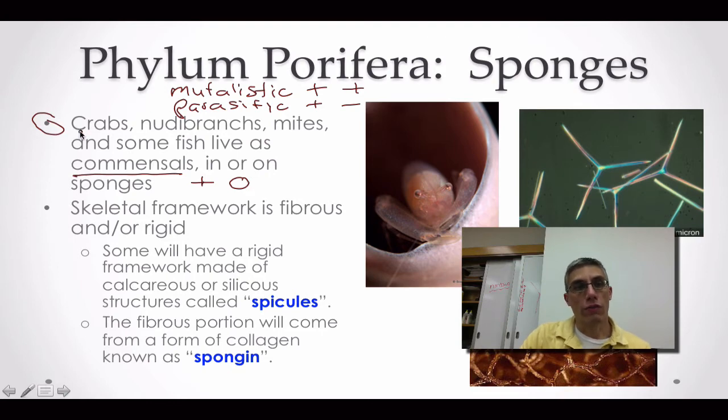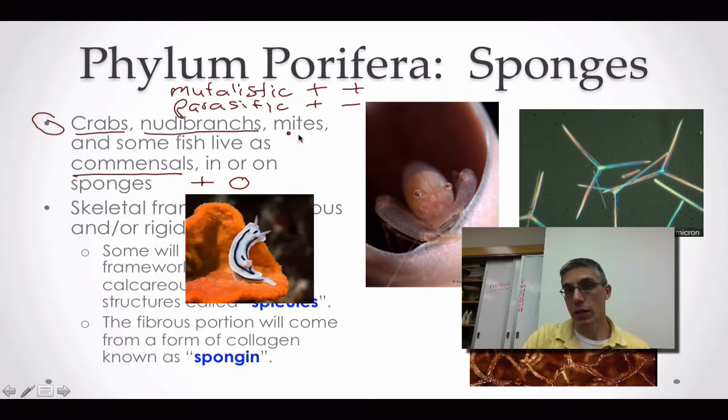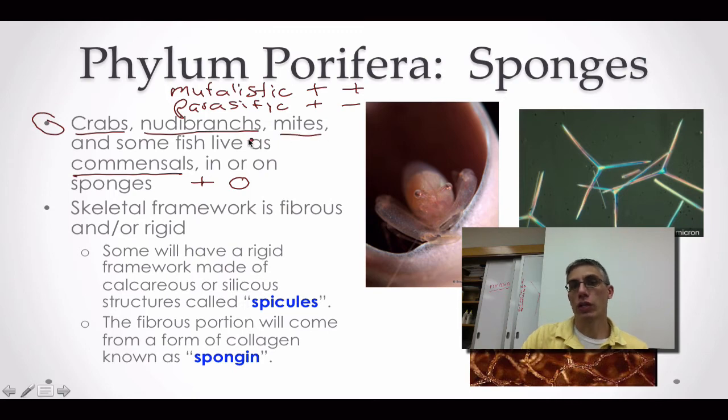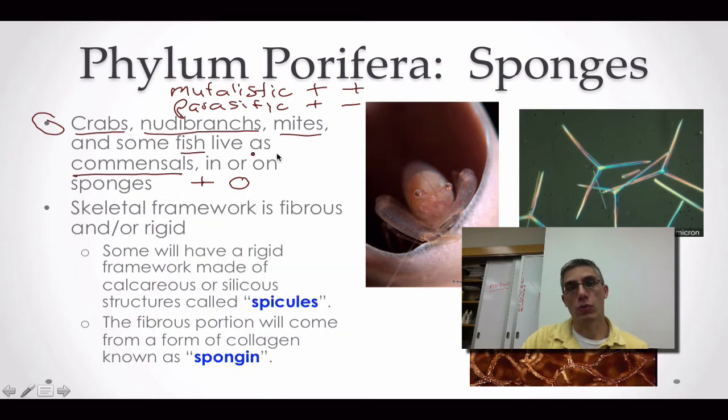Now there are various different animals that will form these relationships with sponges. Some examples would be crabs, nudibranchs, which are like sea slugs. Some mites will form relationships with sponges, and there's even some fish that will live in sponges. And again, these are going to be commensal, which means that this shrimp over here is going to benefit in some way. Maybe it's protection, maybe it's its ability to take food from the sponge. But the sponge itself really isn't harmed in this situation.